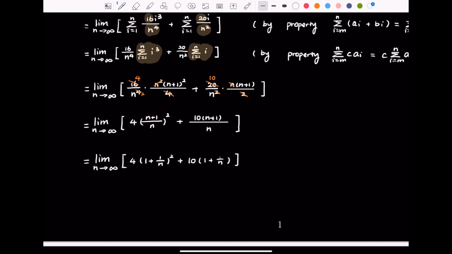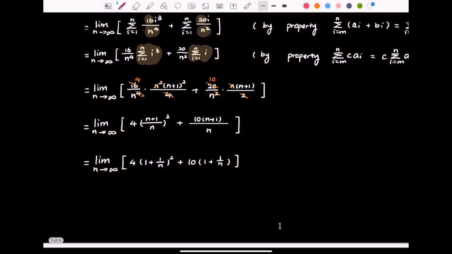Okay, so why do I do that? Because we know that as n goes to infinity, this term is going to be 0, right? This term is also going to be 0, so what's left is easy for you to see. Let me write it down. As n goes to infinity, this is going to be 0. This is also going to be 0. So what's left for you after computing the limit is just 4 times 1, which is 4, plus 10. So my final answer is 14.